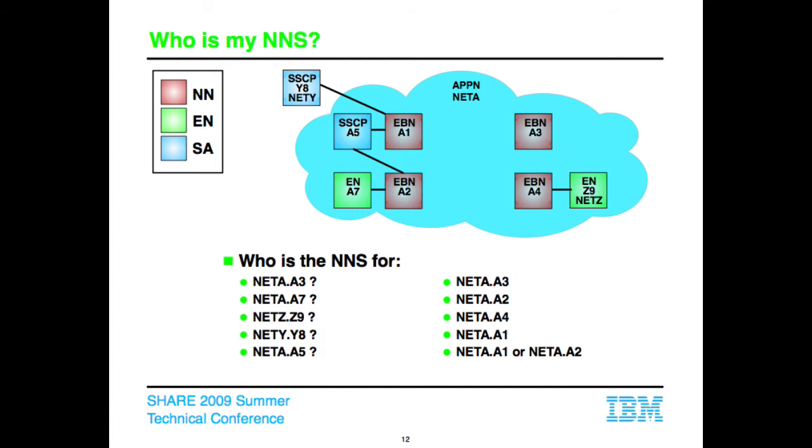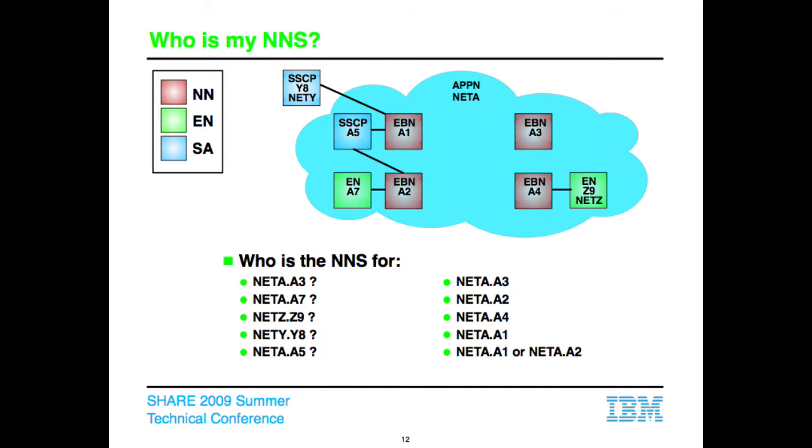Who is the network node server for A7, which happens to be an end node in this network? Since the only link shown is to A2, that's the only network node it's attached to, so we have to assume that A2 is A7's network node server.